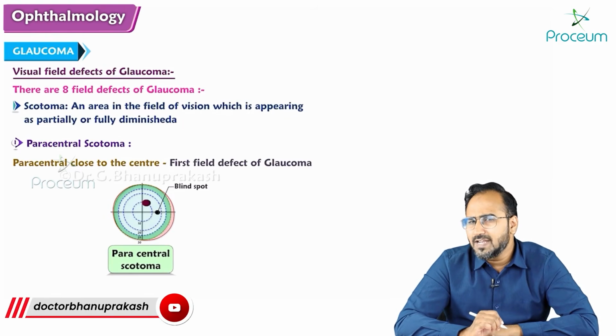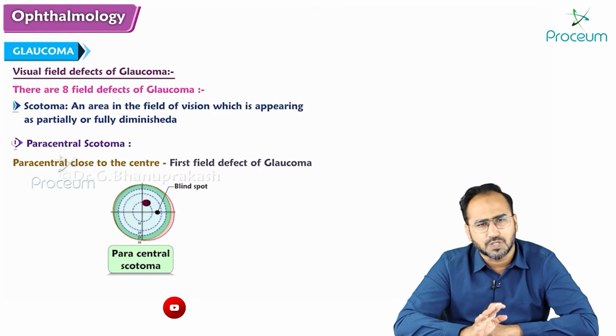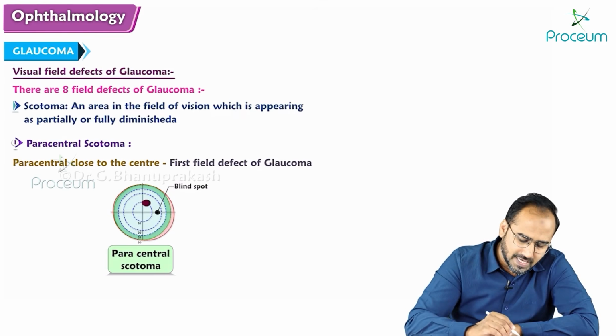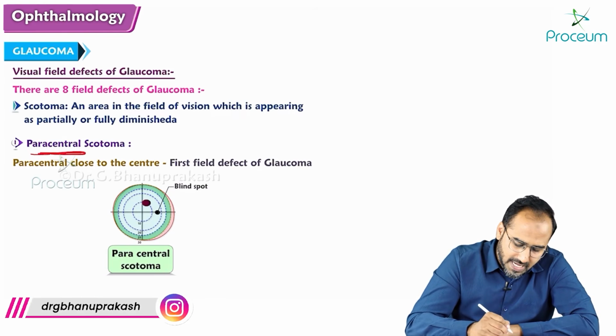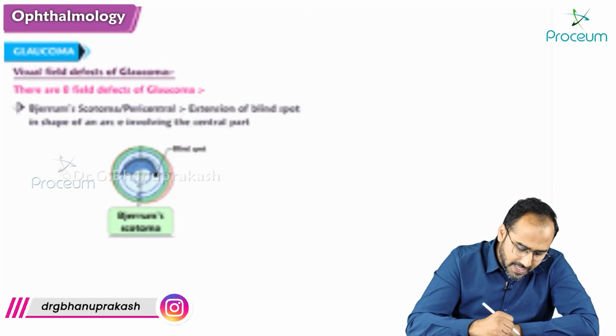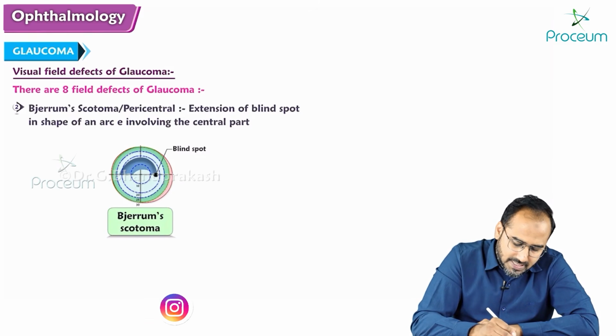The first visual field defect is scotoma. What is scotoma? Localized loss of vision surrounded by good vision is called scotoma. Where is that scotoma occurring, guys? Paracentral area. So, first there is paracentral scotoma. Then after paracentral scotoma, there is pericentral scotoma.